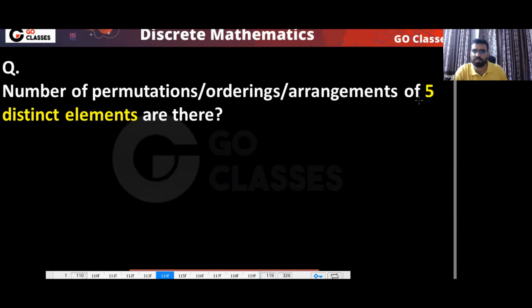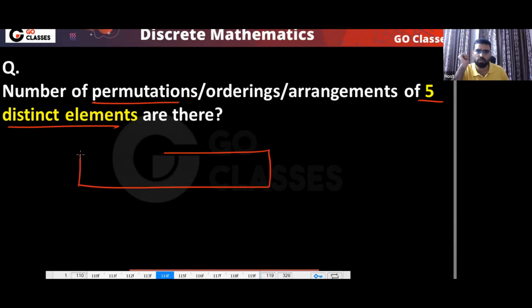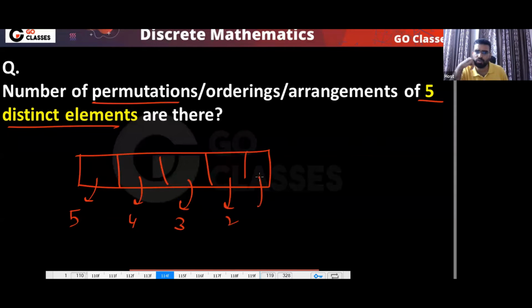What is the answer for this? 5 distinct elements. How many permutations of 5 distinct elements? You have a total of 5 distinct elements. So for the first position, 5 choices. For the second position, 4 choices. For this, 3 choices. For this, 2 choices. For this, 1 choice. So the answer will be what? Product rule. This is just product rule. 5 factorial.